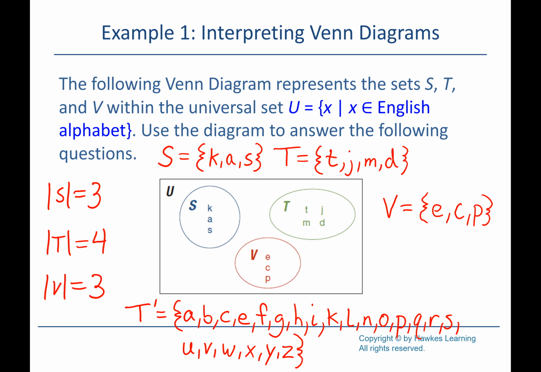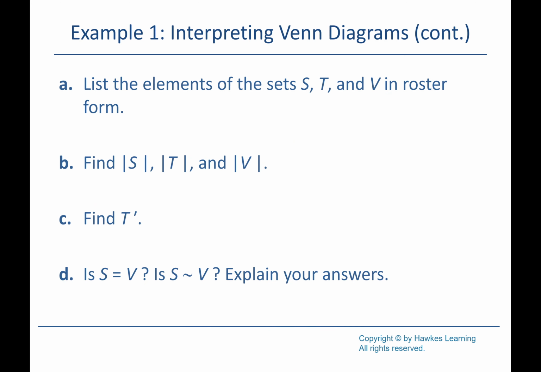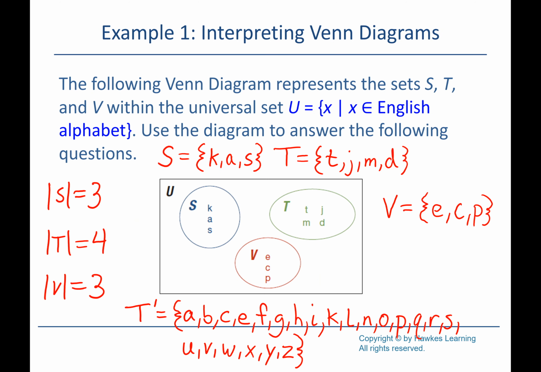One more. This one we don't have to write anything down for. We got two questions. Is S equal to V? And then once we answer that, we need to know, is S squiggle V? What's that one mean? You remember? Equivalent. Is it equivalent? So, is S equal to V? Well, S has the letters KAS. V has the letters ECP.